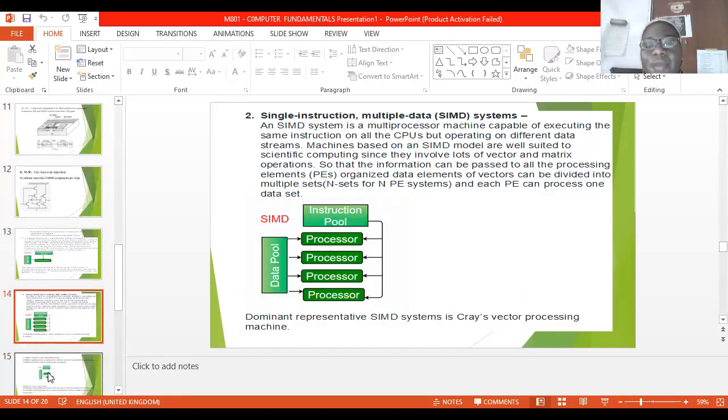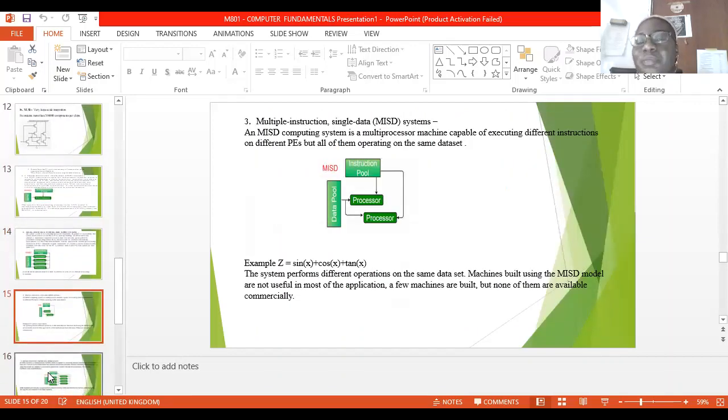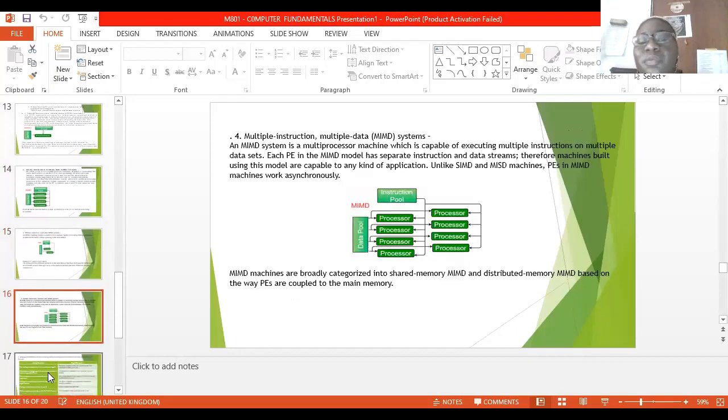Secondly, we have the single instruction, multiple data, with diagrams. We have the data pools, and we can get a lot of processors together. That means it has the capacity to execute the same instructions on all the CPUs, but operating on different data streams. We also have multiple instruction, single data, which is the MISD. MISD is a computing system with multiple processors capable of executing different instructions on the processors. Also, fourthly, we have the multiple instructions, multiple data, the MIMD.